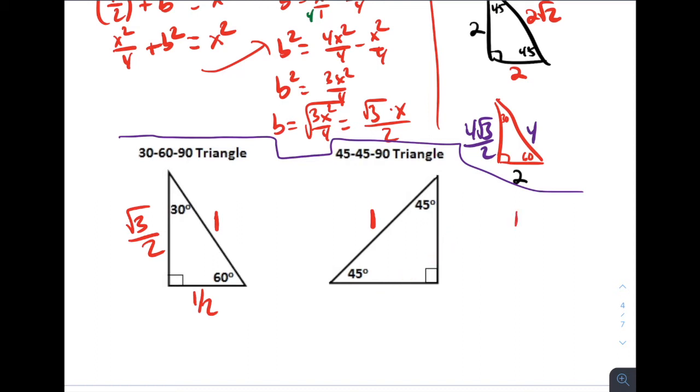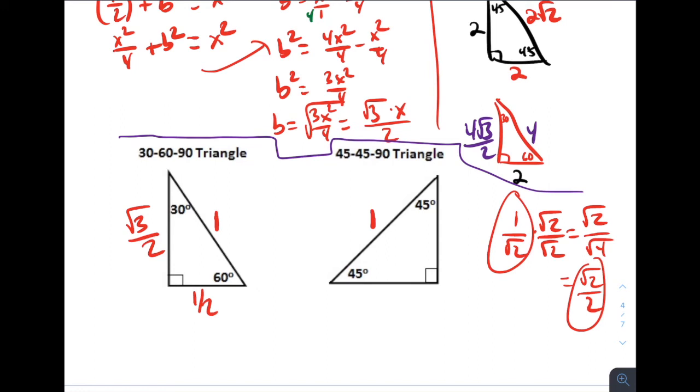So if I do 1 divided by the square root of 2, well, that's not a really good denominator, right? We don't leave square roots in our denominator. So I'm going to multiply by the square root of 2 over the square root of 2. If we do that, we get the square root of 2 over the square root of 4, which is 2 in the denominator. So 1 over the square root of 2 is equivalent to root 2 over 2, and both of these side lengths are going to be root 2 over 2.